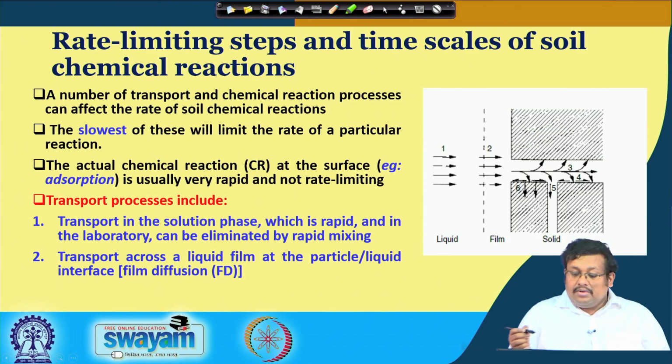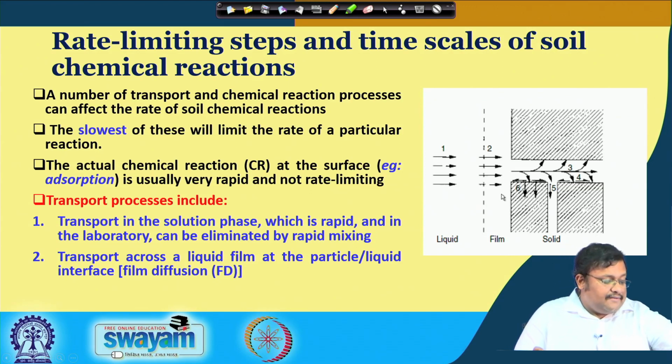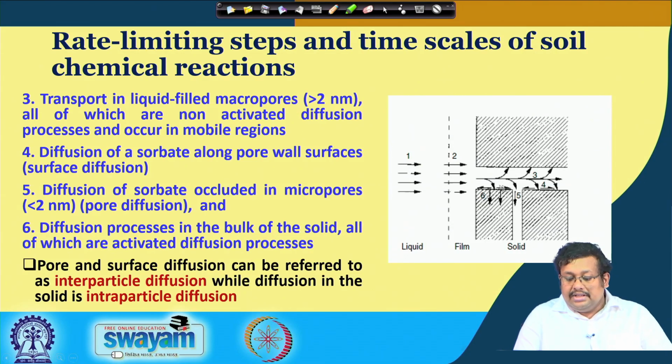And then we talked about these 6 different rate limiting steps or transport processes. The first process, as you know, is the transport in the solution phase, which is basically very rapid, because in the laboratory we can facilitate this by rapid mixing. The second step was transport across the particle liquid interface, and the third we talked about is the transport within these liquid filled macropores, the macropores having a diameter greater than 2 nanometers.